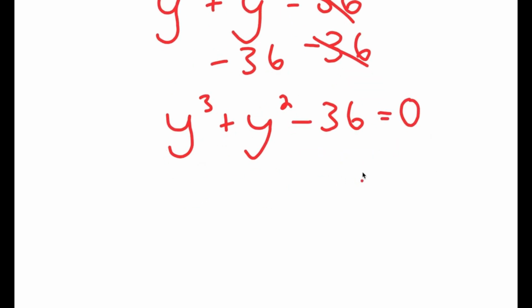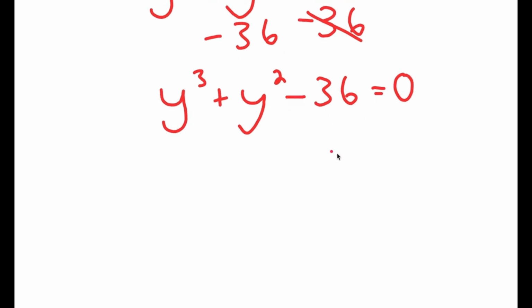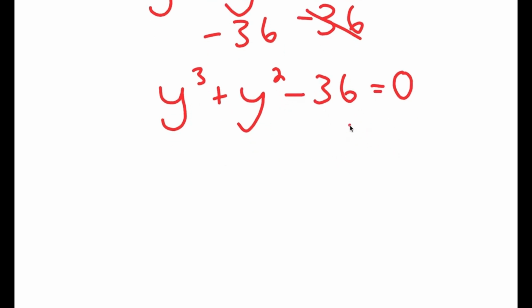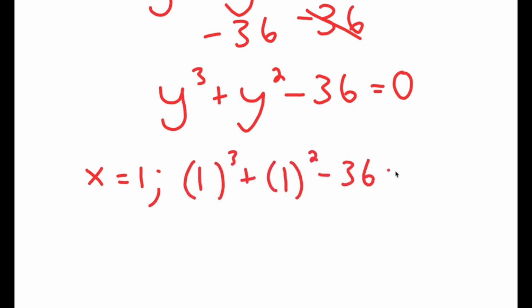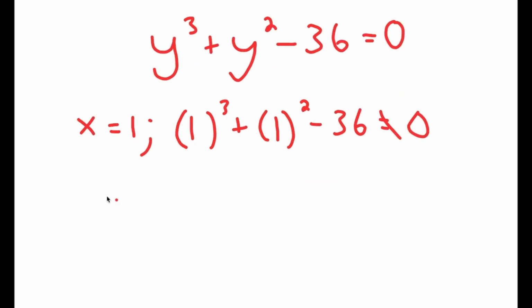To solve equations like these, we actually have to first find one solution to that equation and then use that one solution to find the remaining solutions. So how are we going to find that first solution? Well, the only way to actually do that is to just plug in values and see if they work. So we're going to first plug in 1, and we get 1 to the power of 3 plus 1 squared minus 36, which is equal to 2 minus 36, which does not equal 0.